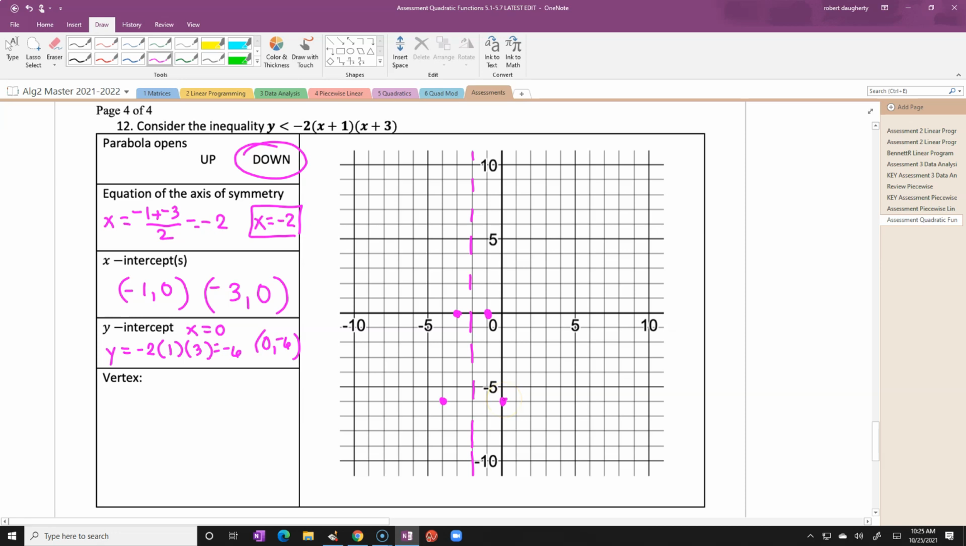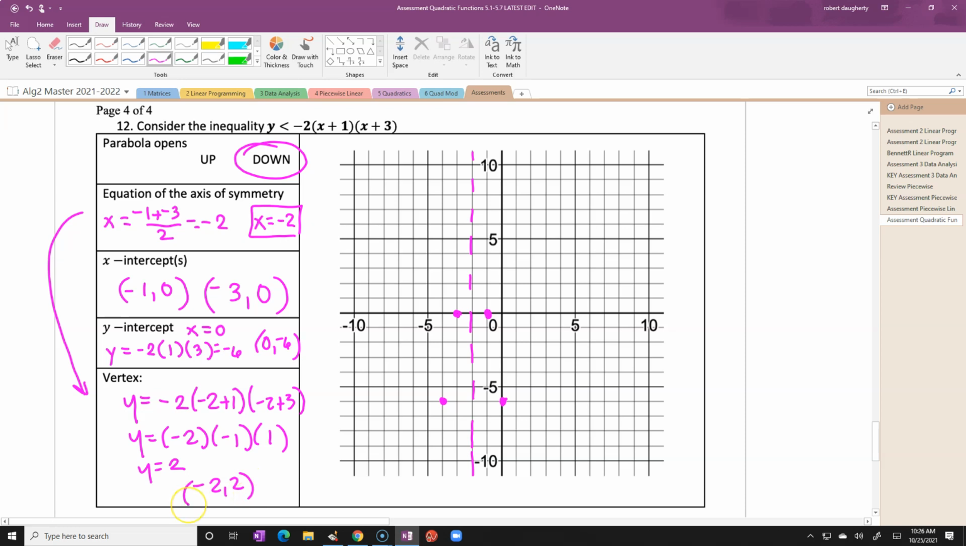You find the vertex by plugging in -2. So when x is equal to -2, y is equal to negative of (-2 plus 1) times (-2 plus 3). So y is equal to negative of -1 times positive 1, y is equal to 1. So the vertex is the point (-2, 1), which is right here.